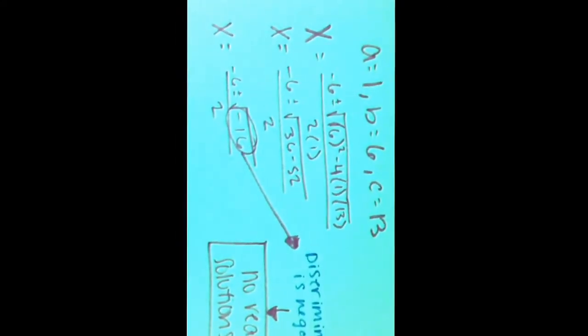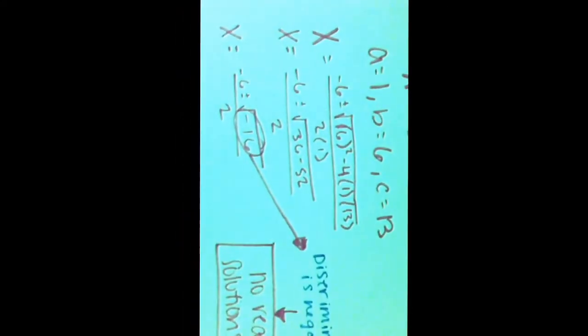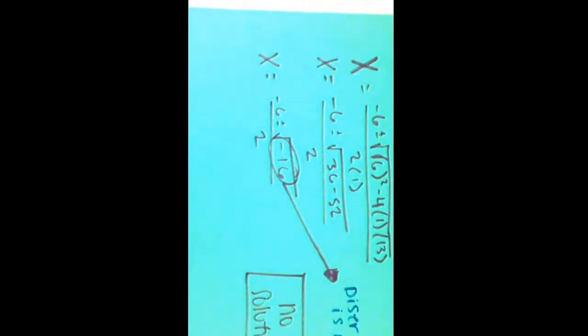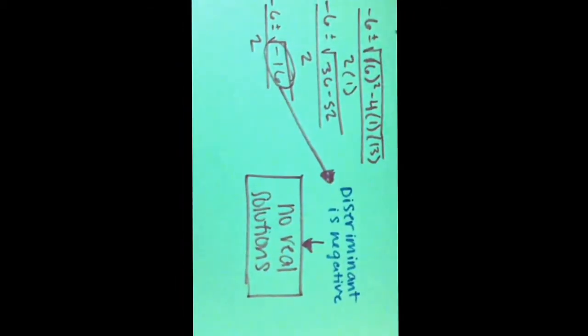X equals negative 6 plus or minus the square root of 36 minus 52, which is negative 6 plus or minus the square root of negative 16, over 2. And if the discriminant, which is everything inside the square root, is negative, it always means there are no real solutions, meaning that it never touches the x-axis.